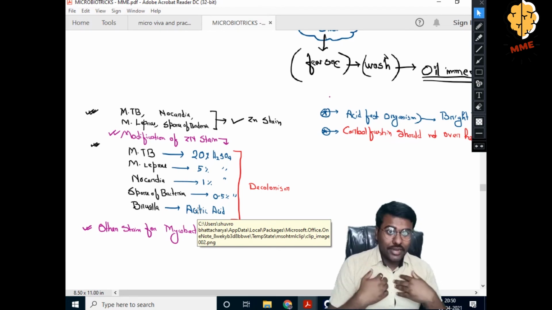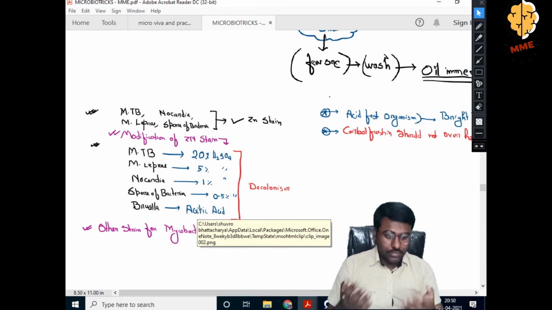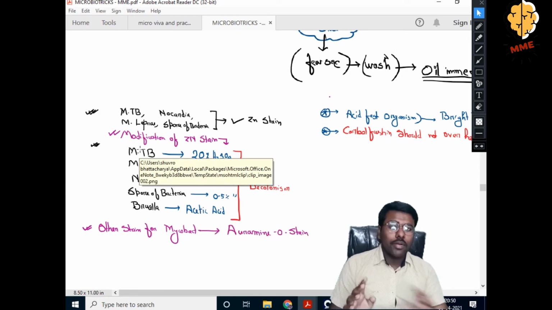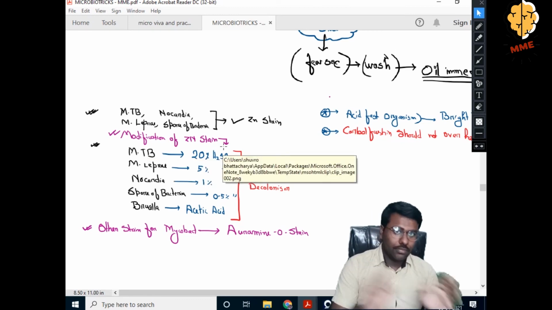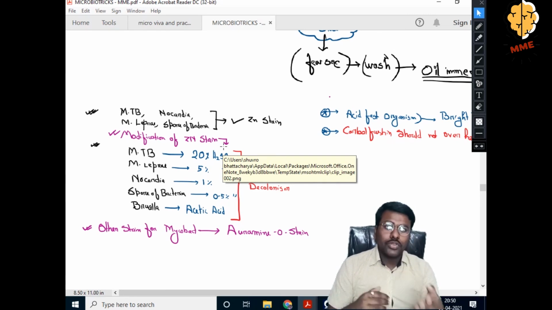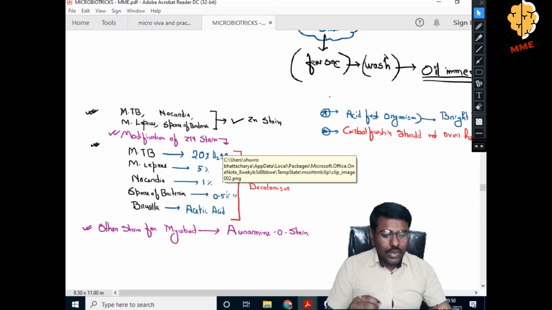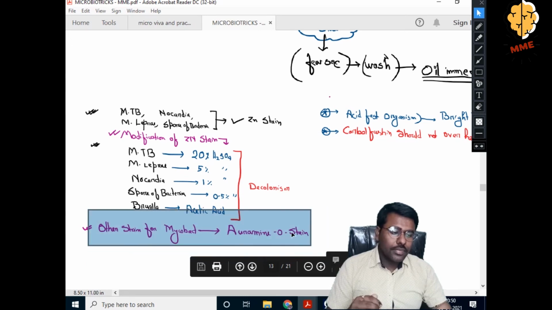Okay, this is my technique to remember. You may follow this technique or adopt other techniques. What is the technique? Mycobacterium TB20. Leprosy, P for 5%. Nocardia, 1%. Then spores of bacteria, even less, 0.5%. And AB: A for acetic acid, B for Brucella. And other methods of staining of Mycobacterium, they can ask you that, so you have to know them.